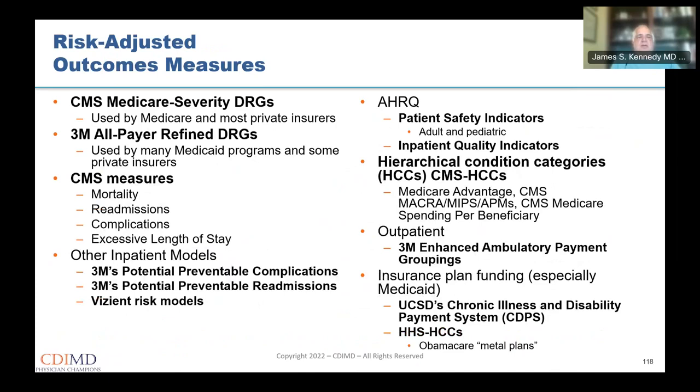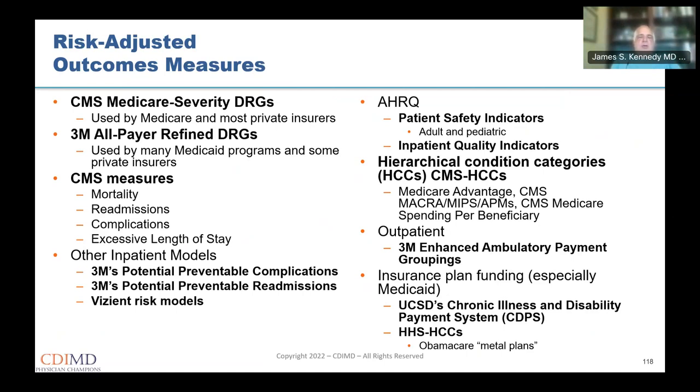There's so many different of these that we will try to cover. The first thing that we're going to pay most attention to is the Medicare Severity DRGs, which is used for inpatient reimbursement. There's also the 3M All Payer Refined DRGs, which are used for Medicaid programs. The quality measures include mortality, readmission, complications measures, all of which are coding sensitive. There's other inpatient models that you will need that we will not cover. The 3M preventable complications, readmission measures, visit risk models, but nevertheless, you may be called into these, particularly if you work in certain states or for certain large institutions.